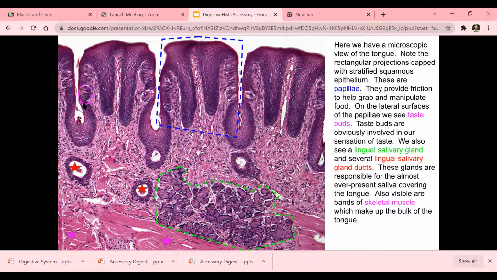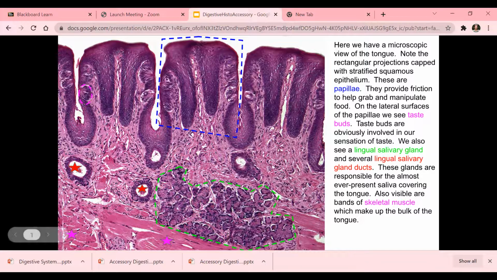The epithelium which covers these lingual papillae is stratified squamous epithelium. Associated with these papillae, you can see some glands here. They are lingual salivary glands, and these lingual salivary glands contain excretory ducts, which help send the secretion into our mouth cavity.